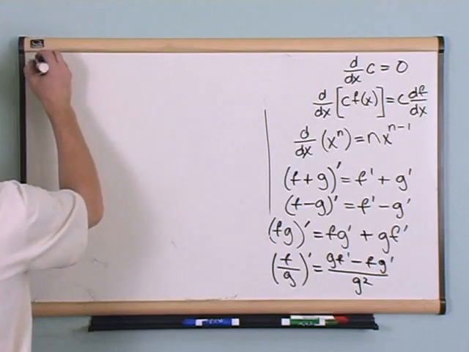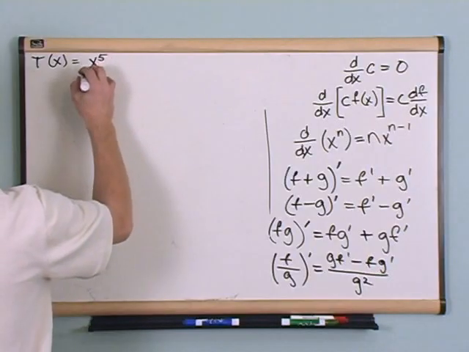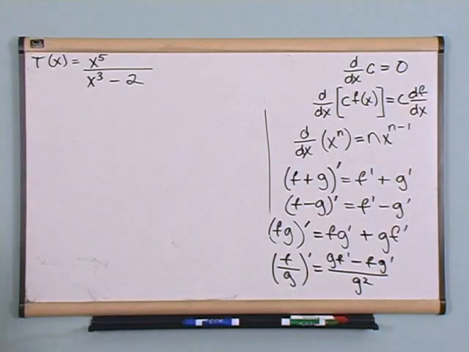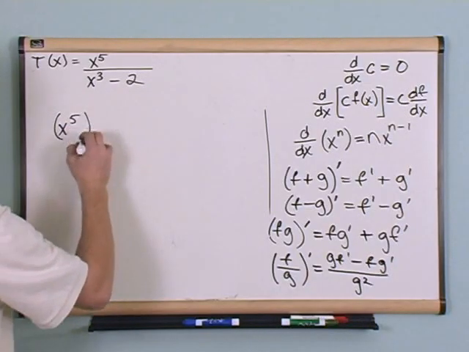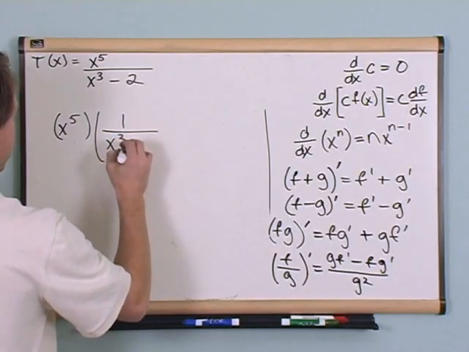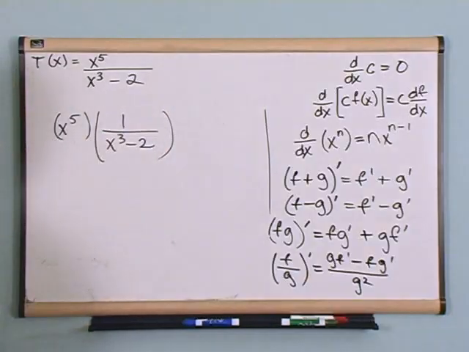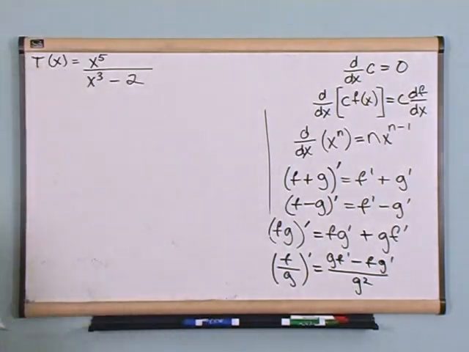Now, an example of that would be, what if you had t of x equal to x to the 5th power divided by x to the 3rd power minus 2. Now, there's more than one way to skin a cat. We could break this out as x to the 5th times 1 over x to the 3rd minus 2, and I could use the product formula, this function of x times this function of x. In fact, that's exactly how you derive this formula. If you go through that exercise, you'll get that answer down there. But we're going to use this one.